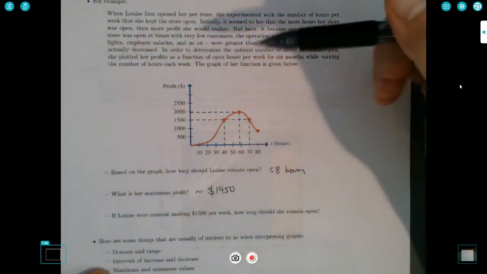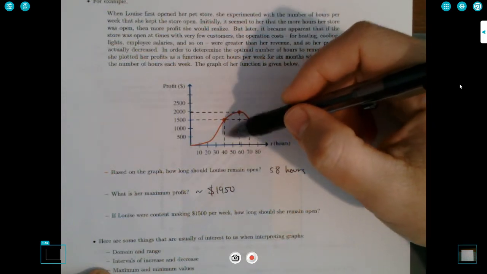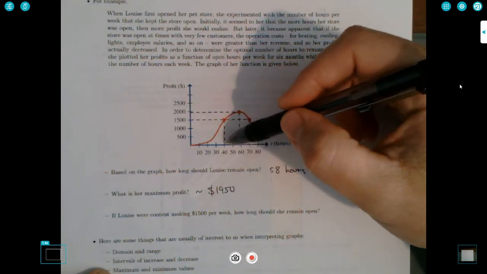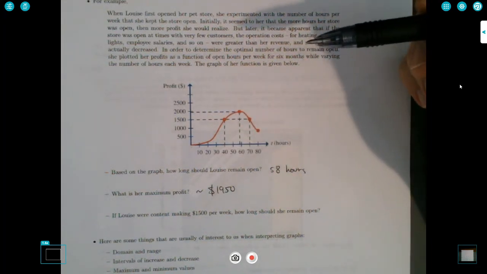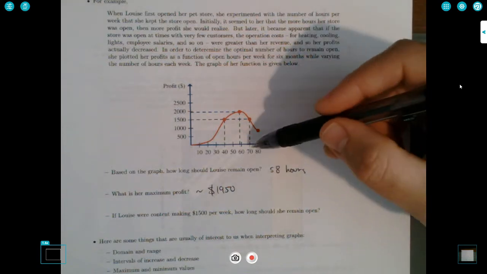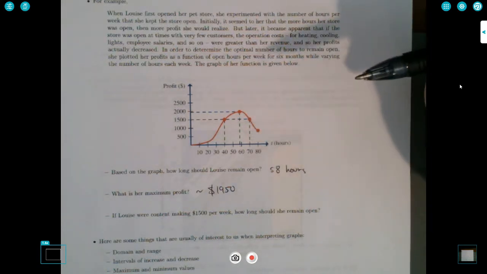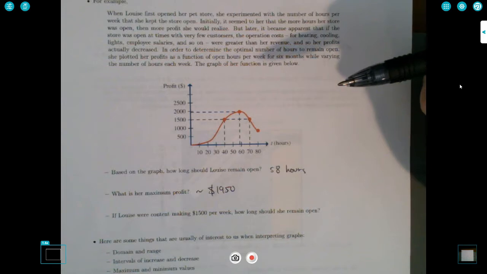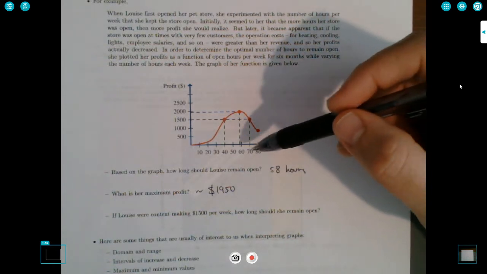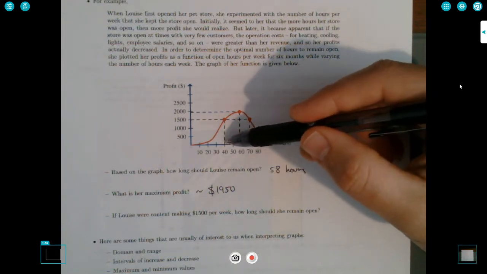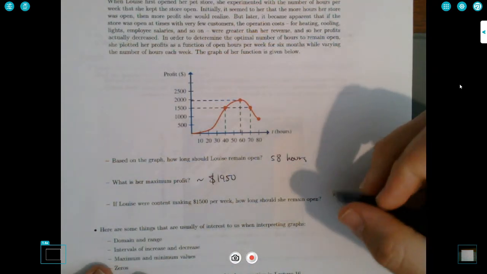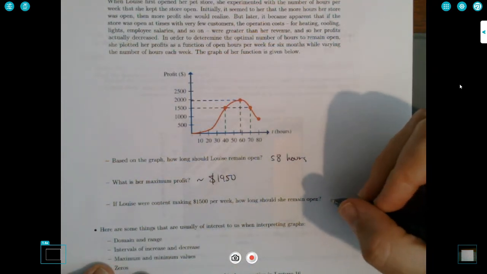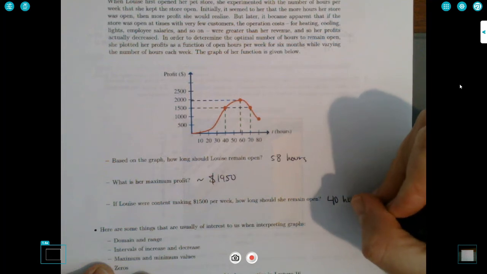So how long should she remain open? Well, probably if she wants to work fewer hours and still make $1,500, then she would want to work 40 hours a week. That's probably the decision she would go with. The only reason she might go with 70 hours is if she had a bunch of employees and she wanted to be able to pay them because she felt bad laying them off or something like that. But anyway, probably 40 hours. So if Louise were content making $1,500 per week, how long should she remain open? 40 hours.